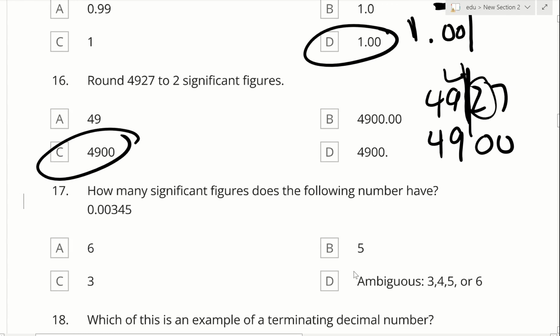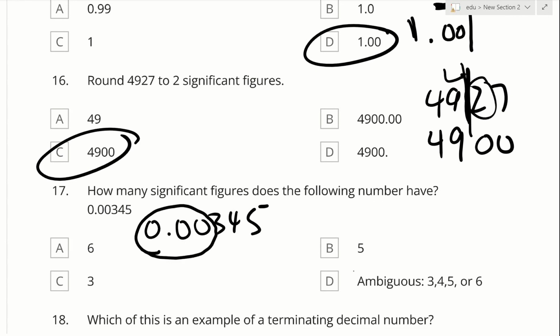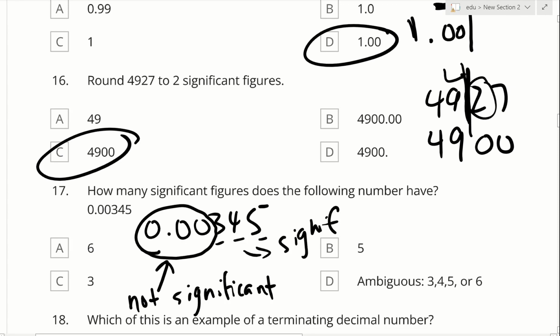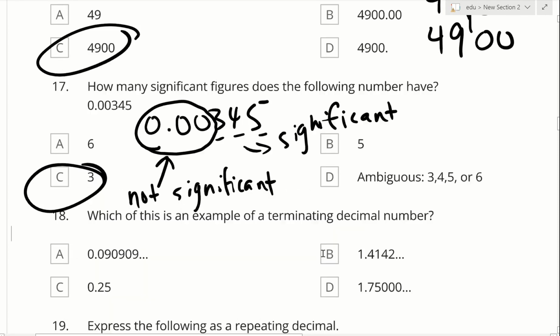So how many significant figures does the following number have? The zeros over here are not significant. These three numbers over here are significant. So the answer is going to be 3.